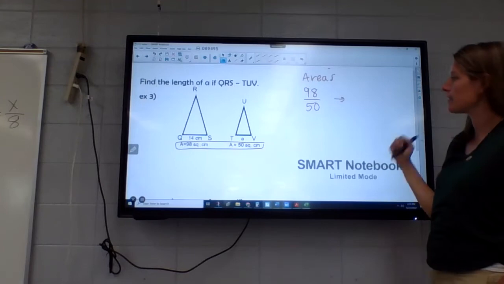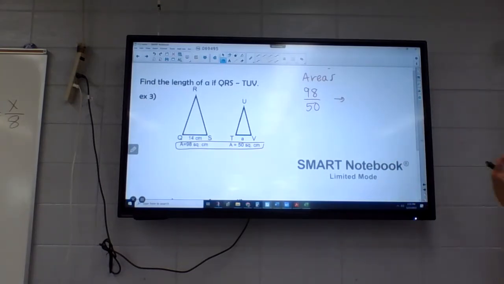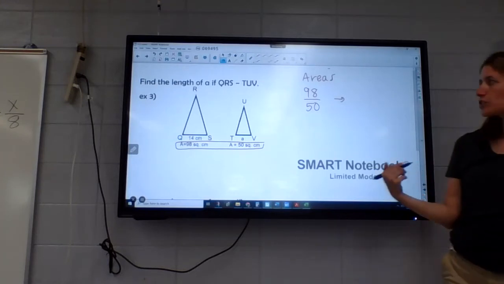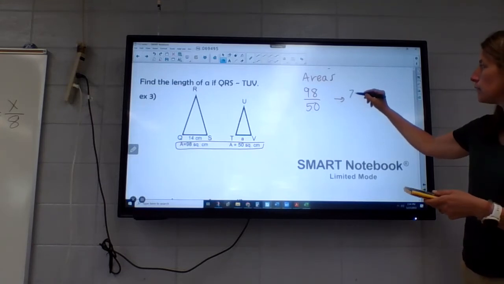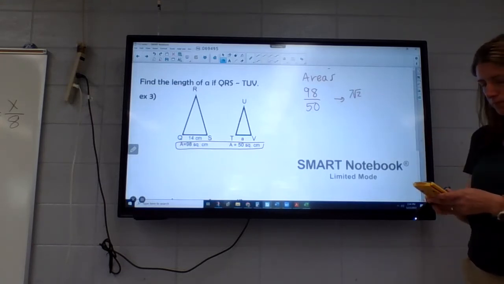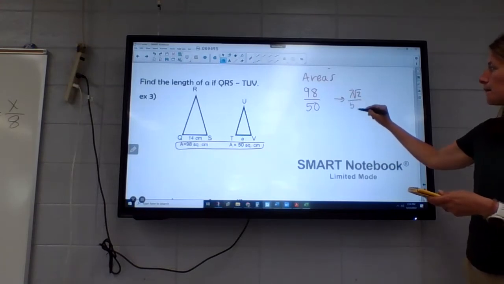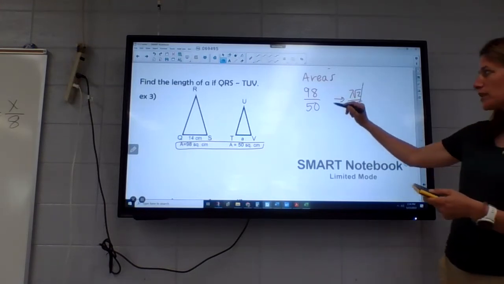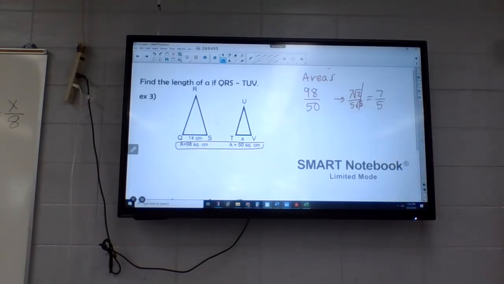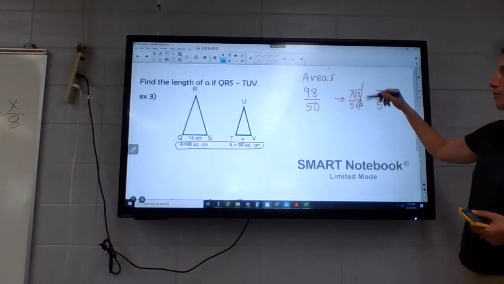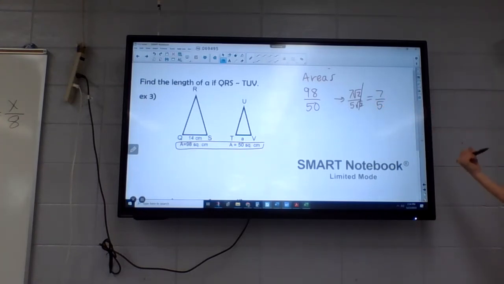If I want to switch that to scale factor, we have to take the square root of that. So I have to do the square root of 98 over 50. We're doing the square root of each of them. You could also use your calculator, though some calculators don't do the perfect squares or the simplified radicals. Those square roots would cancel, so we get 7 over 5.